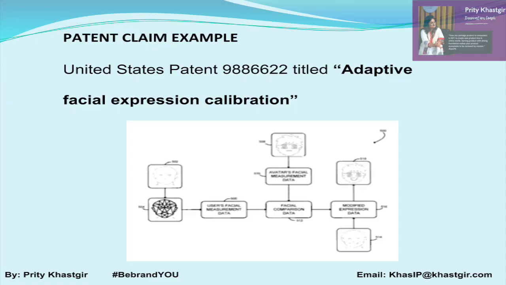The patent claims have to be read with the detailed description. So the two most important sections of a patent application are your patent claims and the detailed description, which in general words we call DD. To explain the preamble of a patent claim, we would be discussing one of the granted patent applications from USPTO. The title of this patent application is Adaptive Facial Expression Calibration.